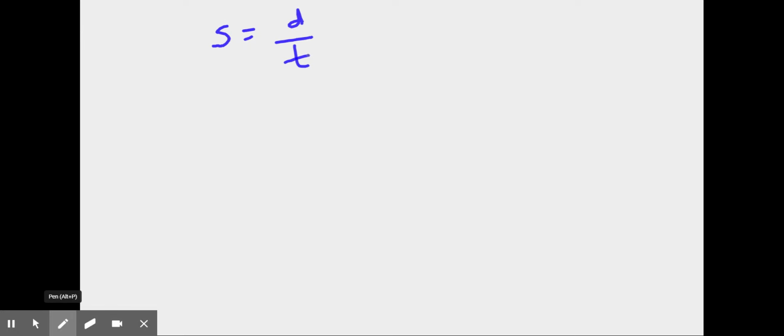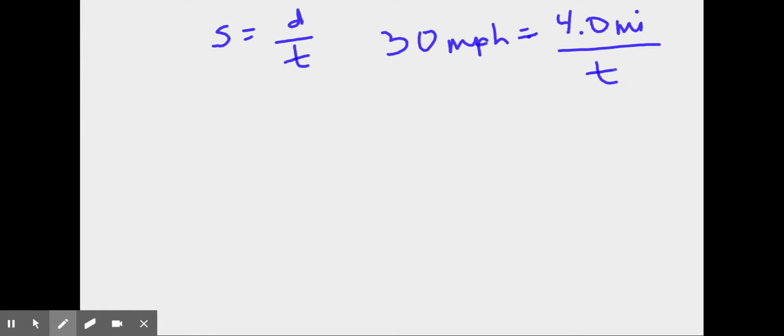Let's plug in our information for the first one. We knew that the speed was 30 miles per hour, and we knew that the distance traveled was 4 miles. We do not know the time, but we can find it. When you rearrange this, you find that time equals 0.133 hours, which is approximately 8 minutes.